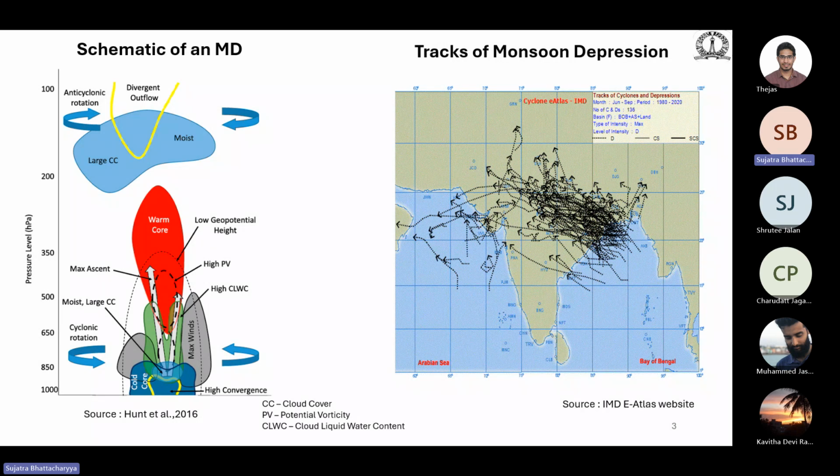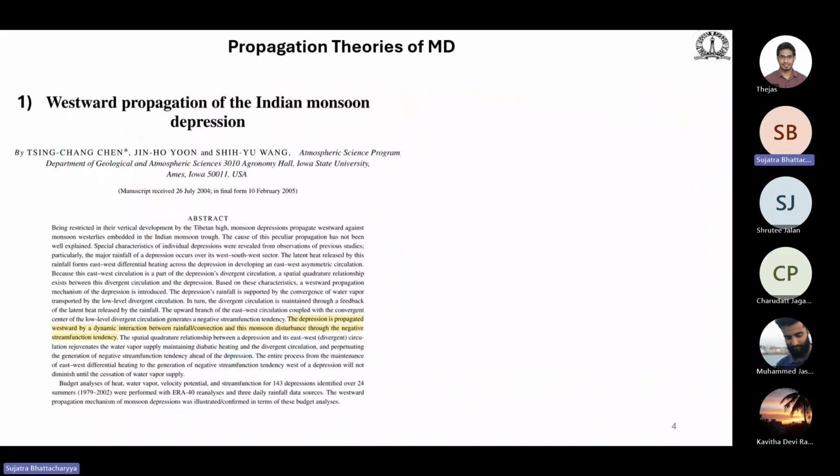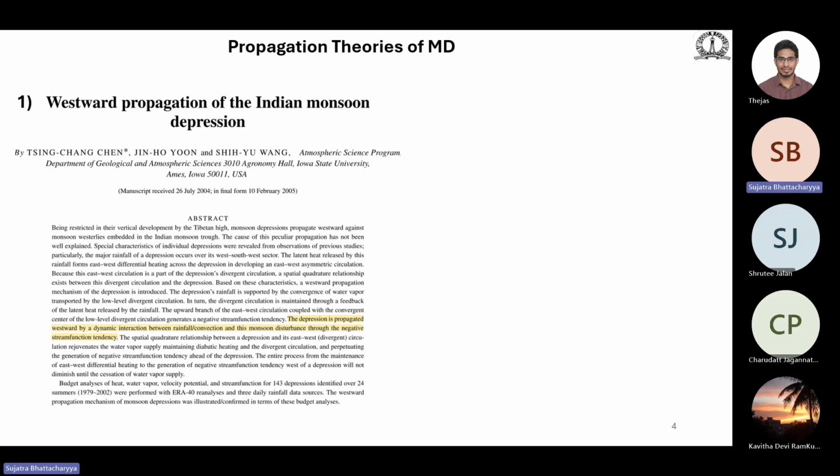So people over time have tried to understand this particular propagation and came up with some theories. I will be talking about two theories regarding monsoon depressions that have been postulated in this century. The first is a theory by Chan and his team in 2005, where they talked about westward propagation of the Indian monsoon depression. Note that they have typically used the word westward instead of northwestward, which is the propagation that we mostly see. And the main hypothesis of their work is highlighted here.